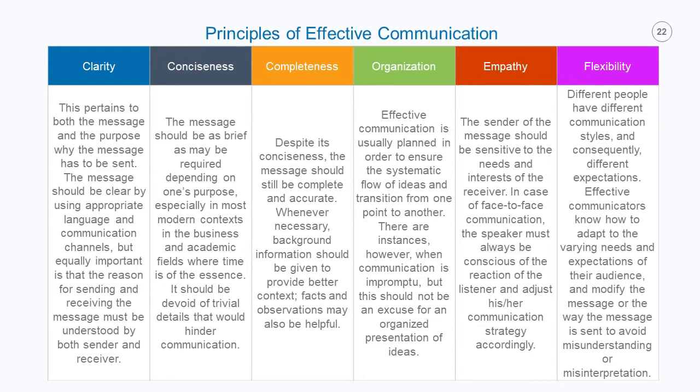Empathy. The sender of the message should be sensitive to the needs and interests of the receiver. In case of face-to-face communication, the speaker must always be conscious of the reaction of the listener and adjust his or her communication strategy accordingly.